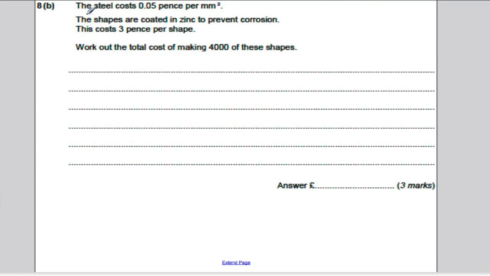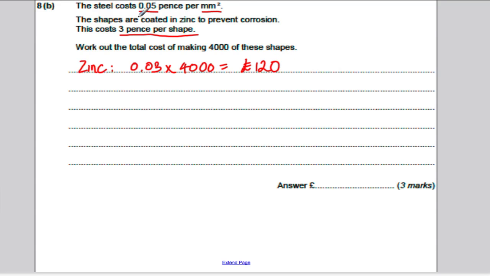Now it tells you that the steel costs 0.05 pence per millimeter squared, and the shapes are coated in zinc to prevent corrosion, and it costs 3 pence per shape. Work out the total cost of making 4,000 shapes. So the first thing is the corrosion cost, the zinc cost. It's 3p per shape. So it's 0.03 in pounds times 4,000. And it's £120. So just the zinc coating costs £120.